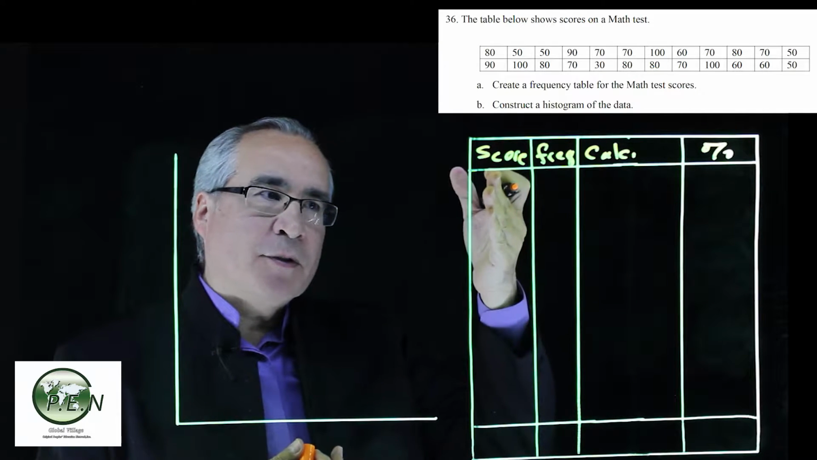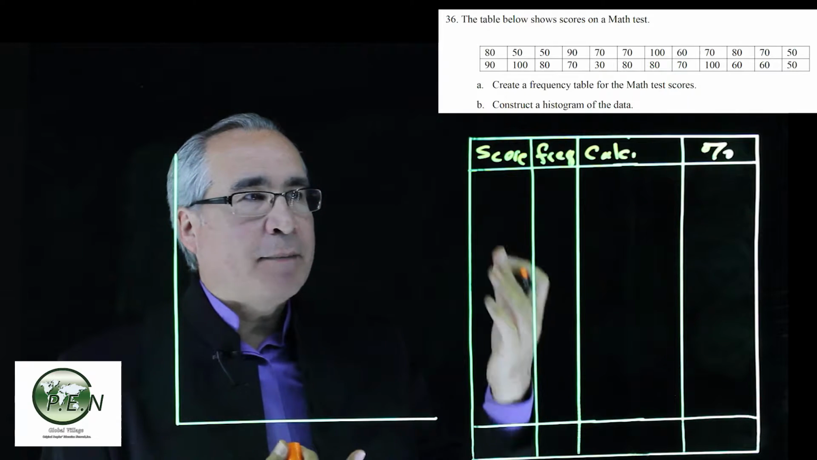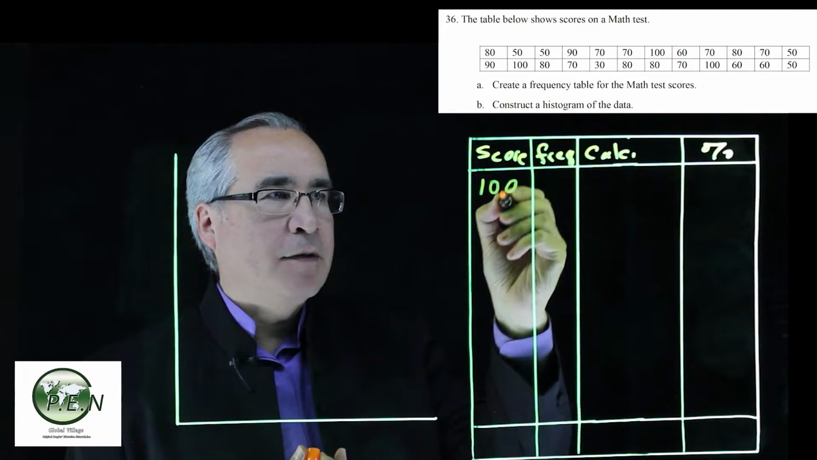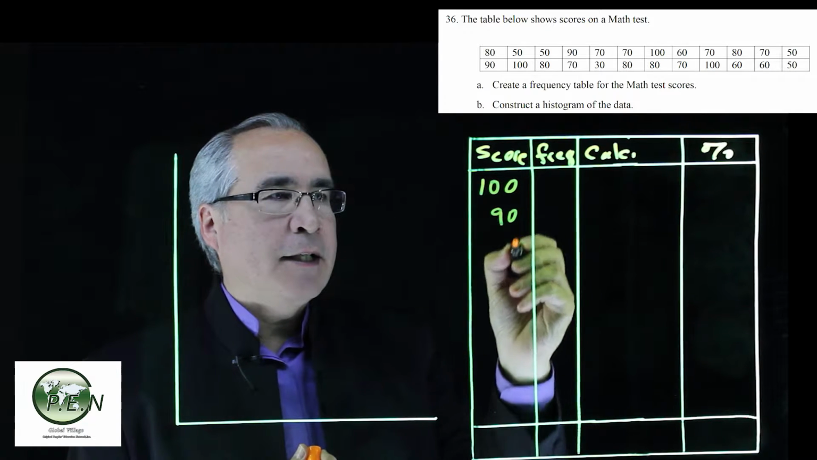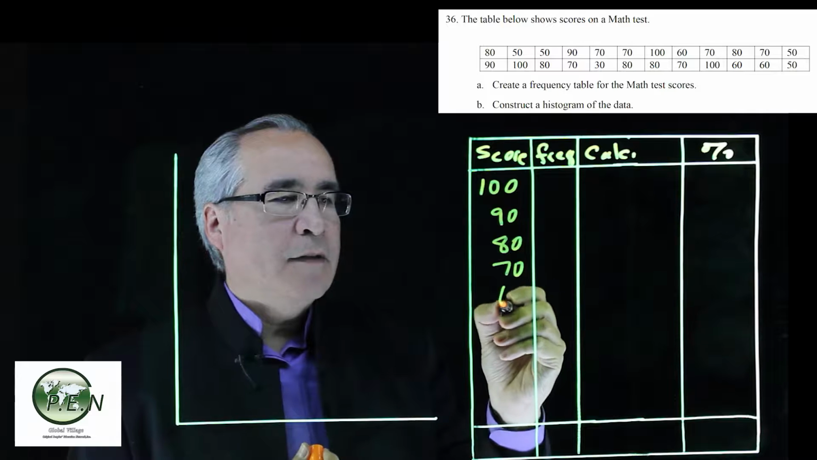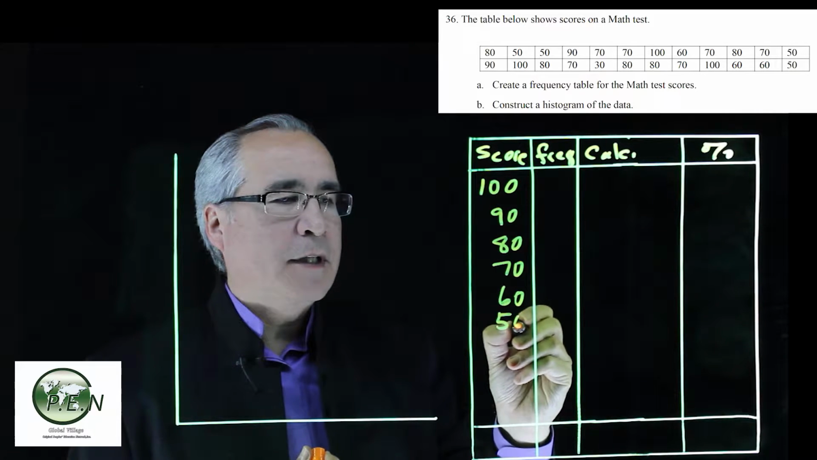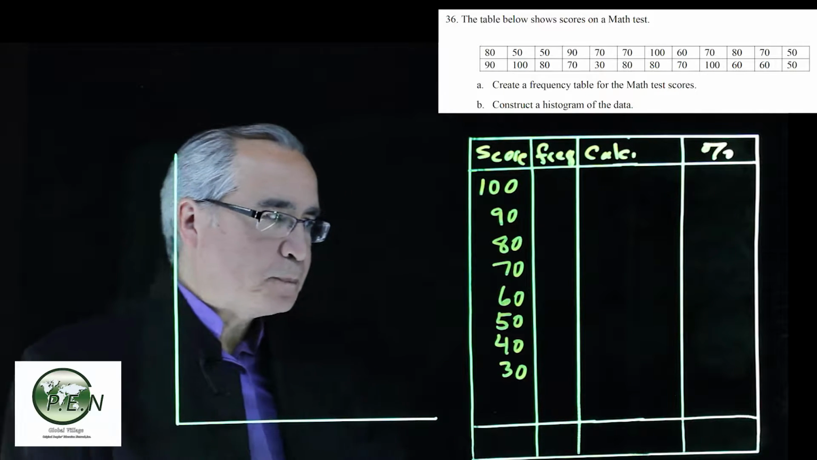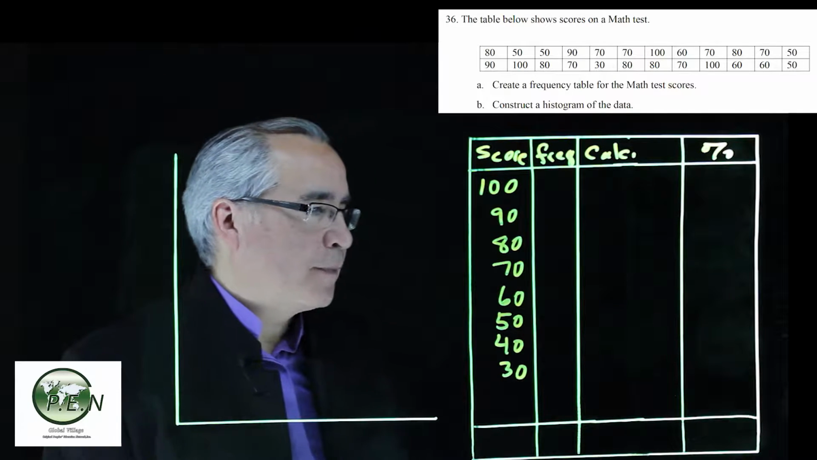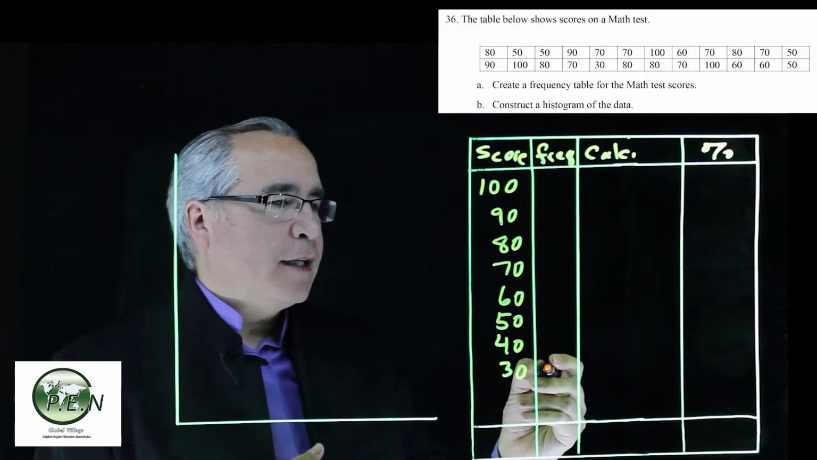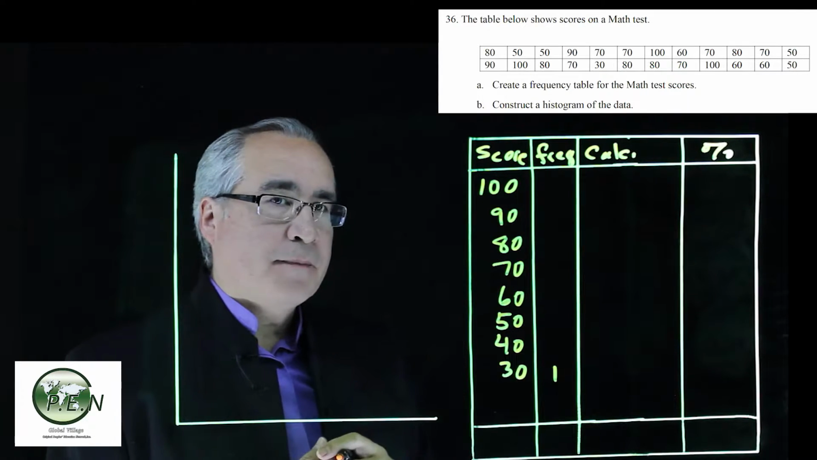A lot of times when we do scores, we like to start with the high score at the top. It doesn't have to be that way, but let's go ahead. So I'll put 100, 90, 80, 70, 60, 50, 40, and 30. So that's the 30 is a low score. So I look over, we get started at either end. Let's start with the 30s. I see there is only 130.